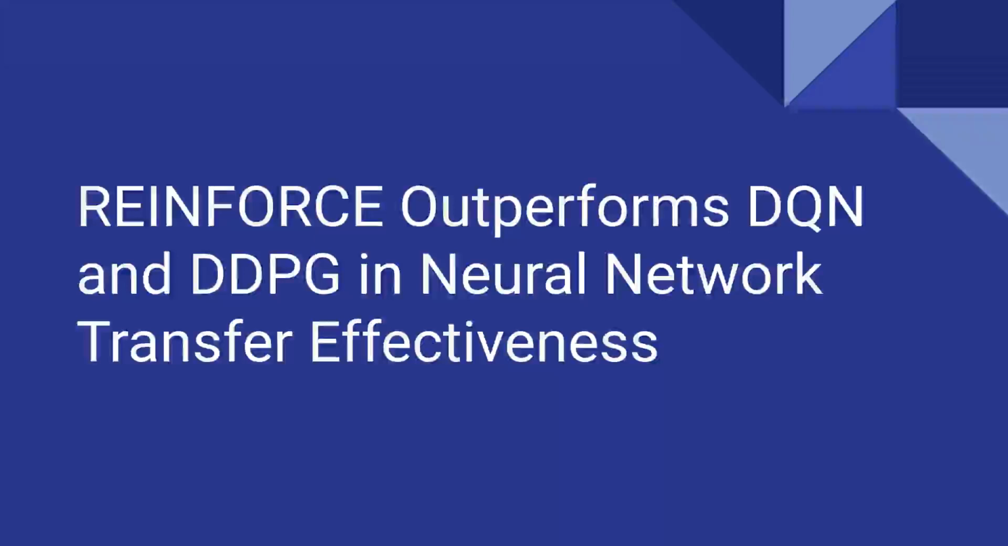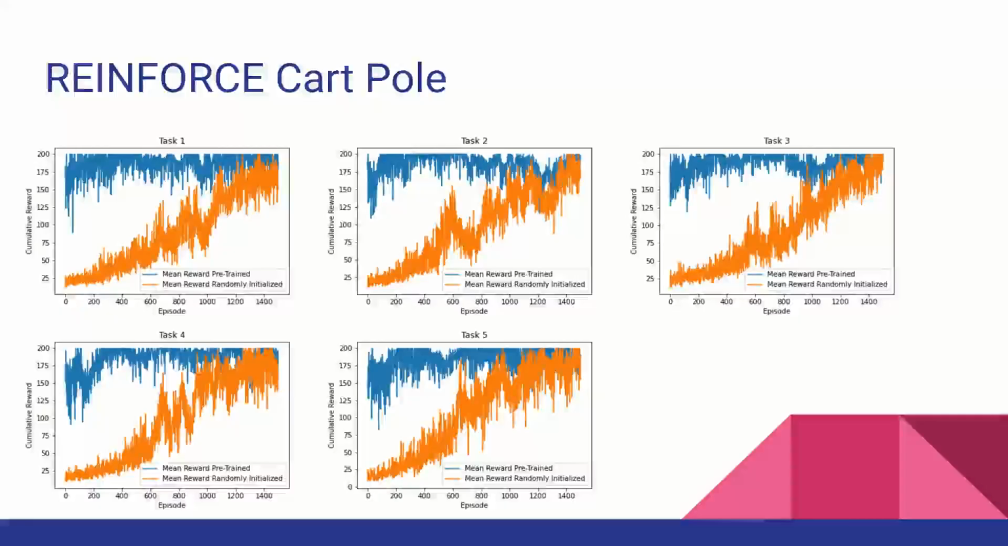However, we did see that the REINFORCE agent outperforms DQN and DDPG in neural network transfer effectiveness. More clearly, as we can see in these 5 different plots for the same cart pole environment, the pre-trained REINFORCE agent successfully transfers to the new task by performing the optimal behavior very early on in training, as well as maintaining the optimal behavior across training, effectively outperforming the randomly initialized agent.